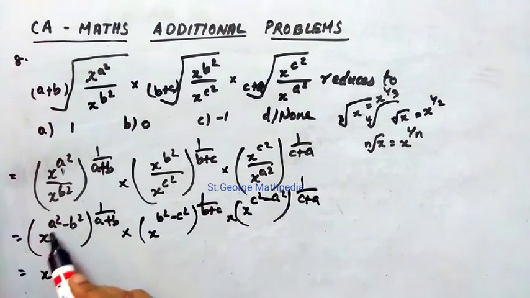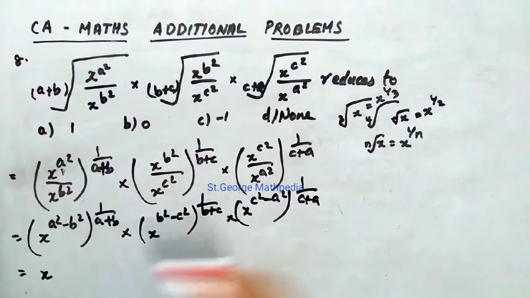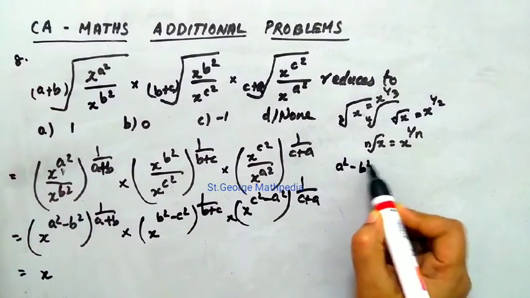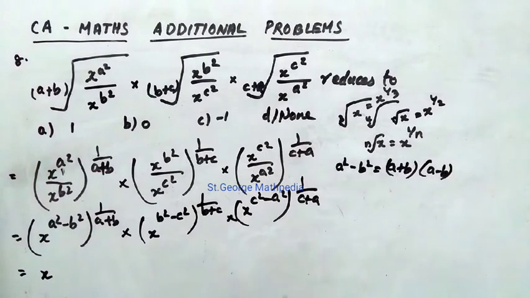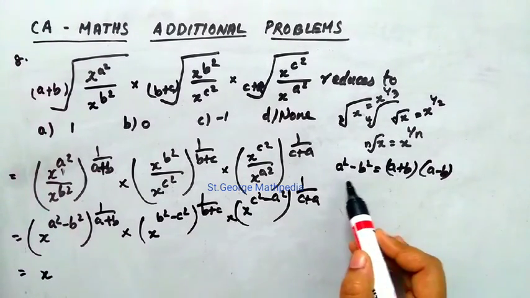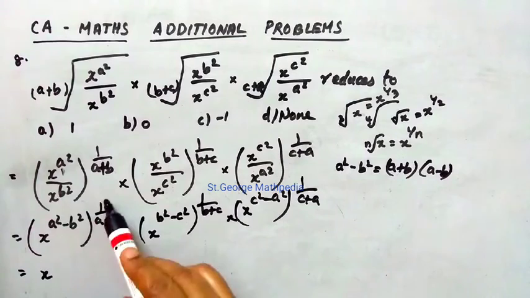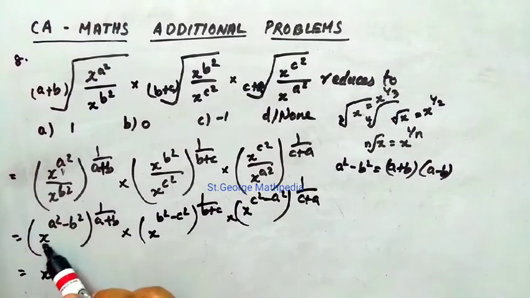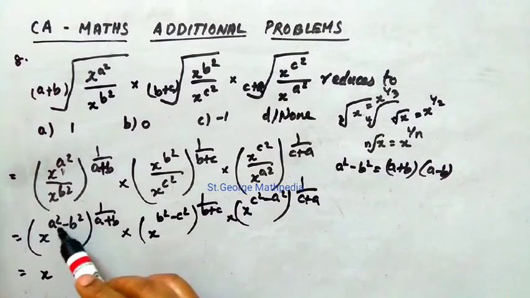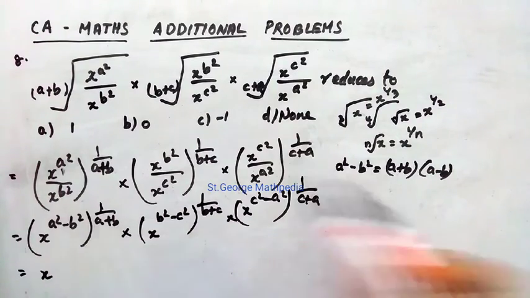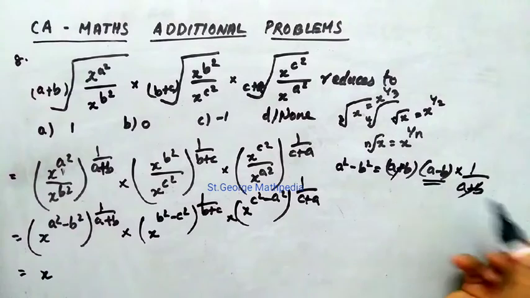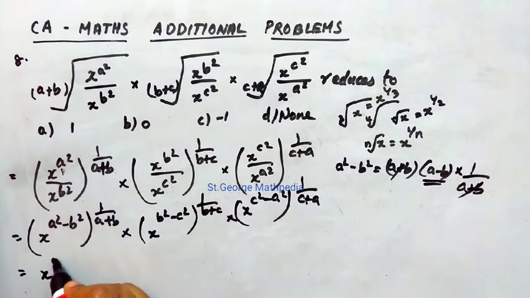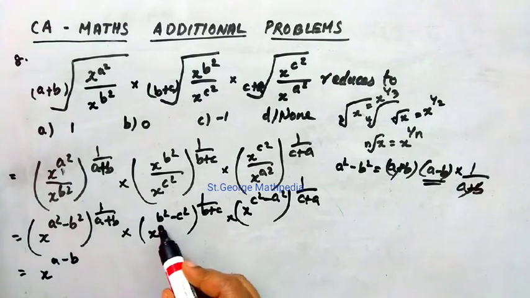That is equal to x to the power of a squared minus b squared. You can write this as a squared minus b squared is a plus b into a minus b. Last problem we have seen this: a plus b into a minus b is a squared minus b squared. And to the power 1 by a plus b. So (x^m)^n, we will multiply the powers, right? When you multiply this by 1 by a plus b, you will have a minus b. So let us write it directly, x to the power of a minus b.